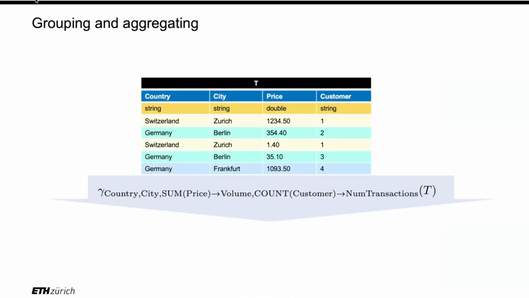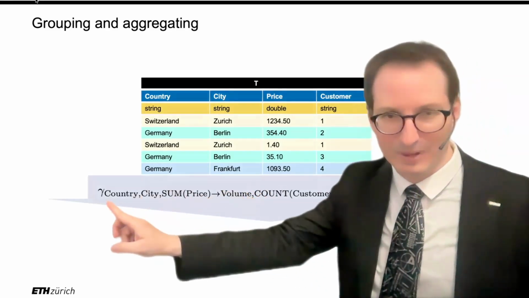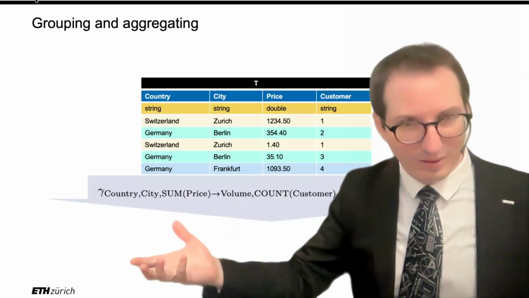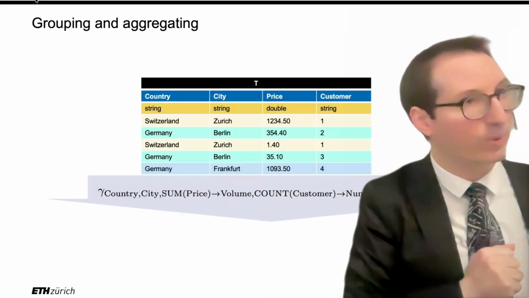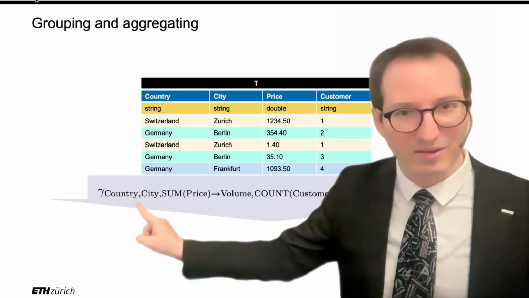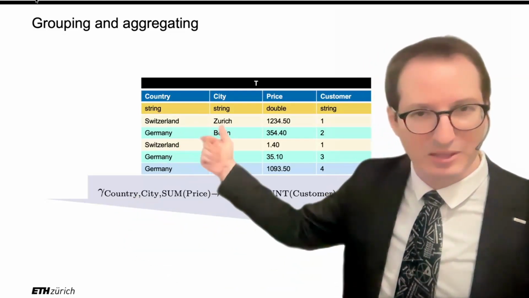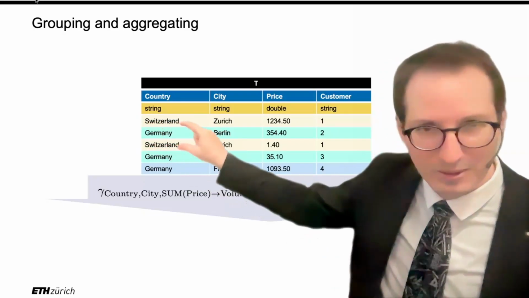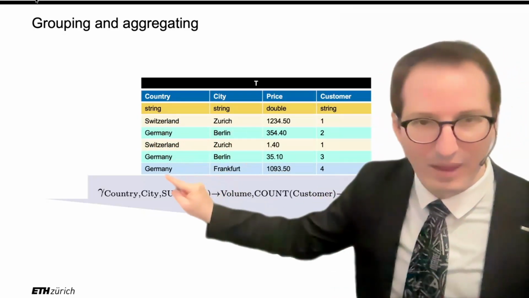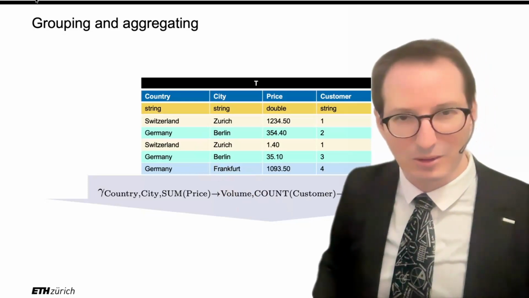And now the formula, the big formula. I told you it's the Greek letter gamma. So here is the gamma. And in the gamma, we need to specify what we group on, and we need to specify what we aggregate on. So you see that here, I'm going to group on country and city. So every time it's the same country and city, it's the same group. You saw I already put the colors, Switzerland, Zurich in yellow, Germany, Berlin in green, and Germany, Frankfurt in blue.